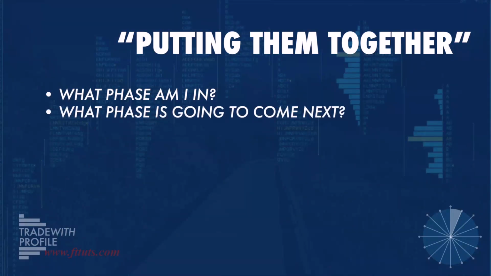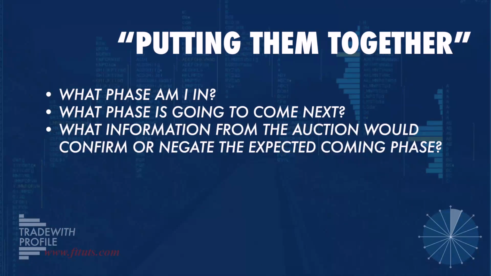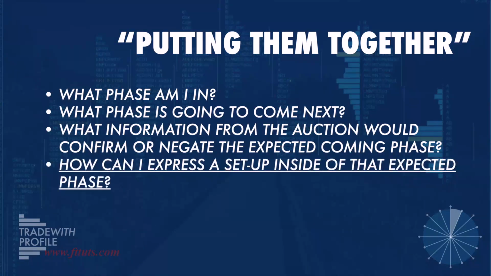Because this is awesome. I know that if I'm in the beginning, I know rest is coming. And if I know that I'm in rest, there's a new directional move coming or a test. And then what information from the auction would confirm or negate the expected coming phase? And how can I then express a setup inside of that expected phase?